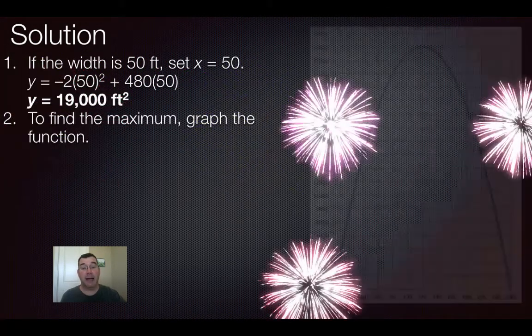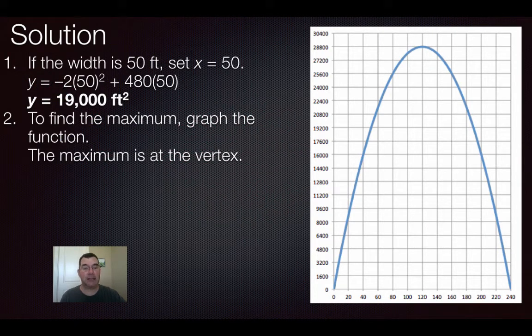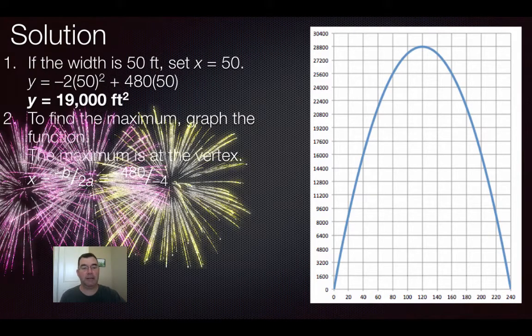To find the maximum, though, that might not be the maximum, so I'm going to graph the function and look for the maximum area, and that's going to be at the highest point on the graph. That's actually going to be at the vertex. So where is that vertex?